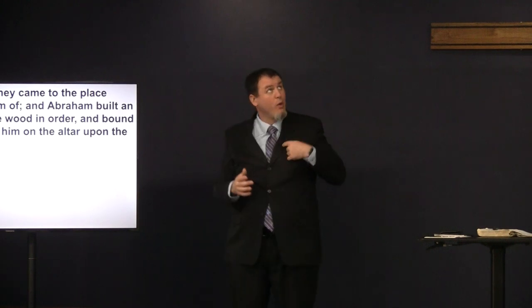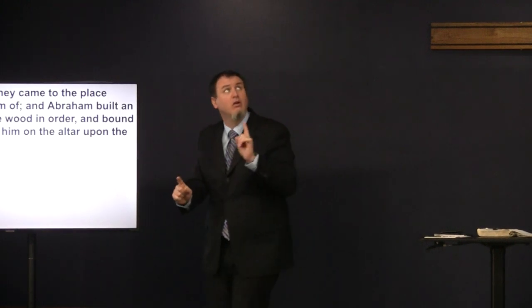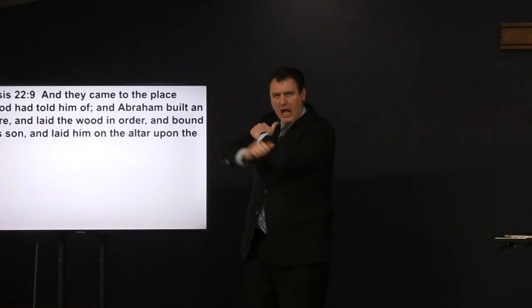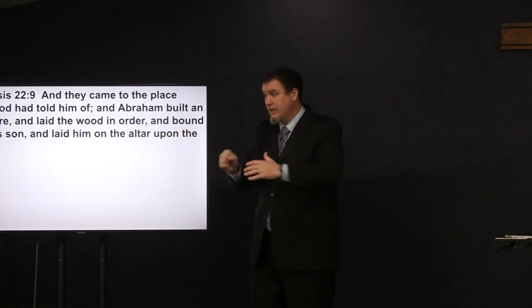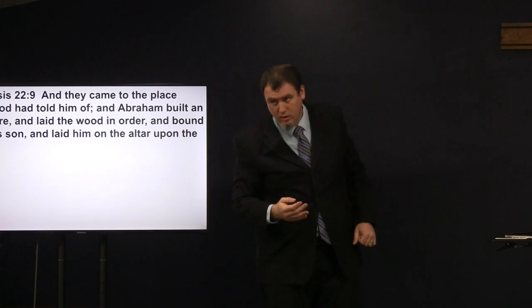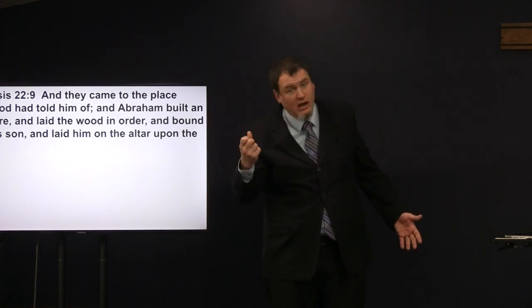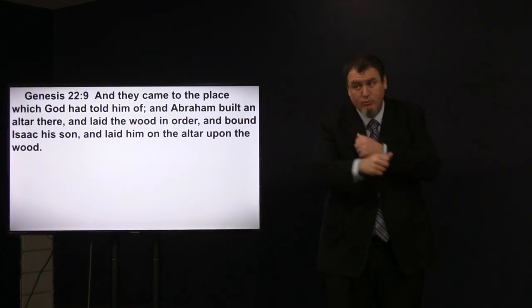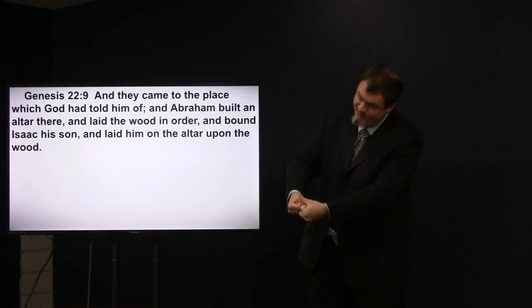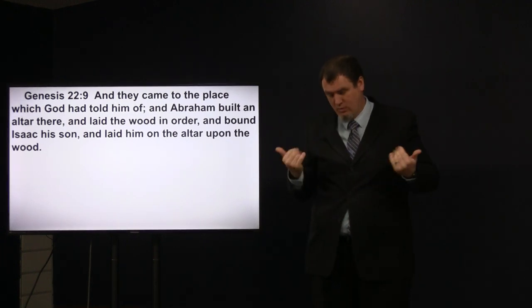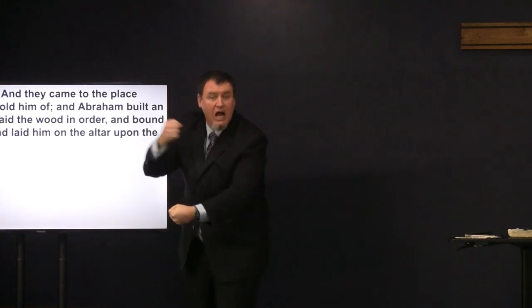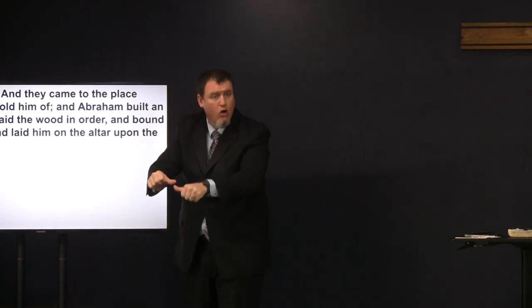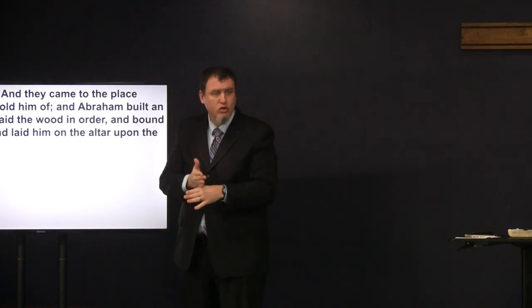So they came to the place where God had told him of. And Abraham built an altar there and laid the wood in order and bound Isaac, his son. How old was Isaac? Maybe 10 or 12? Abraham was strong enough to take him, his son. He took his son and put him down and tied him up on the altar, on the wood.